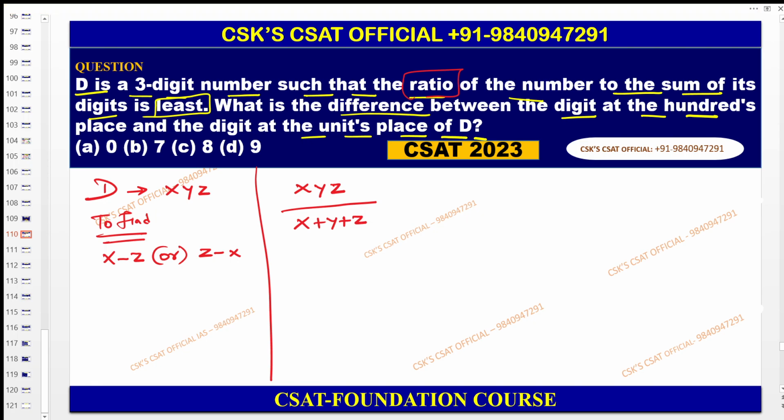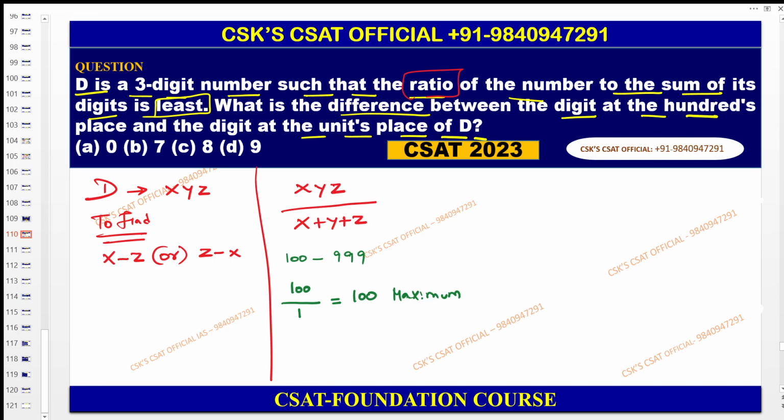So let us move on, listen very carefully. The 3-digit number starts here with 100 and ends here with 999. Now you understand one thing here. When you are taking 100, the sum is 1, so the resultant here is 100. So this is the maximum.